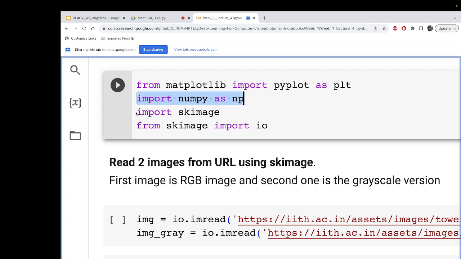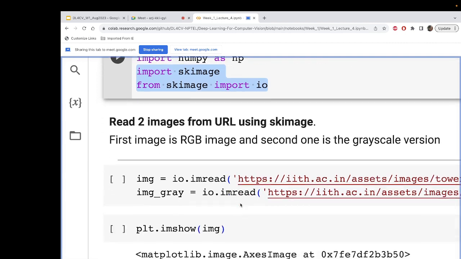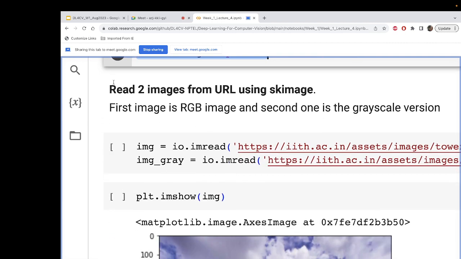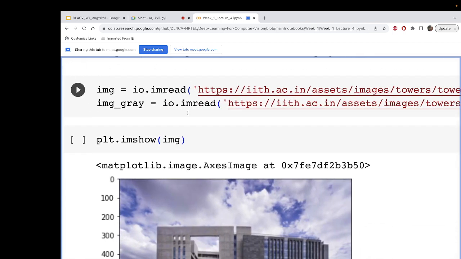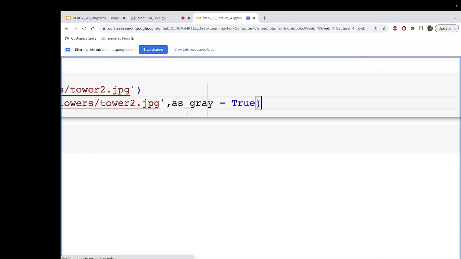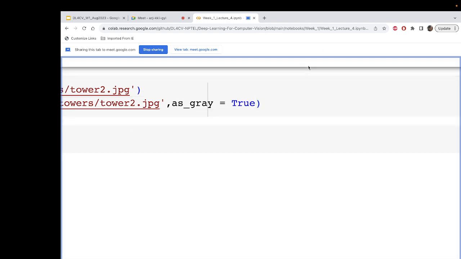So we are importing the skimage library, and we are importing the io part from it. Now let's first see how to read images. We'll see what happens when we have an RGB image and a grayscale image both. These are the images that we have.